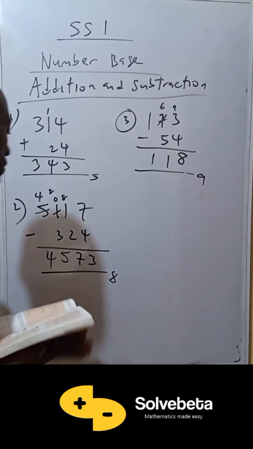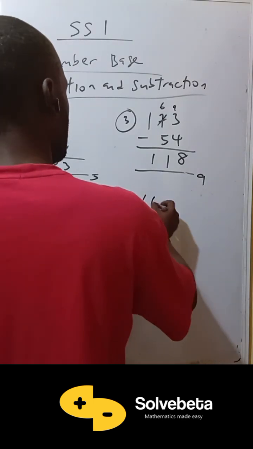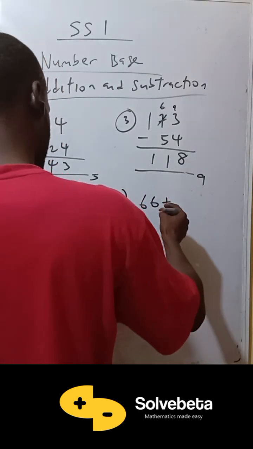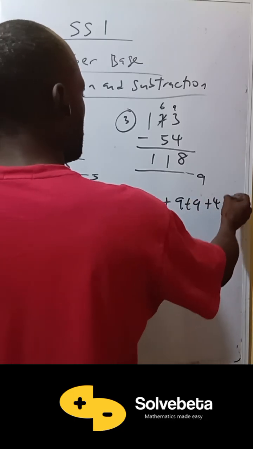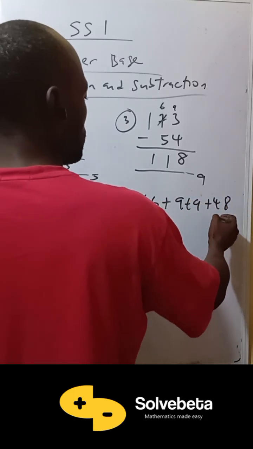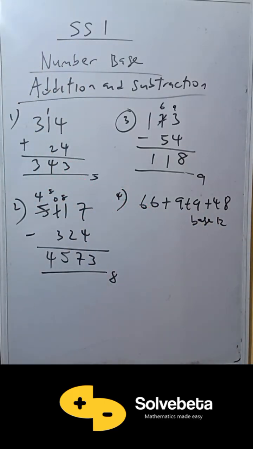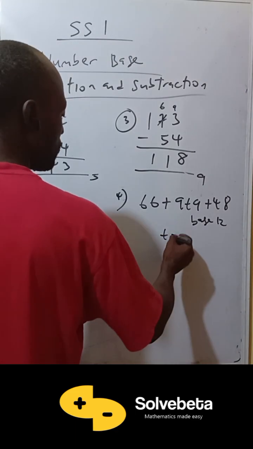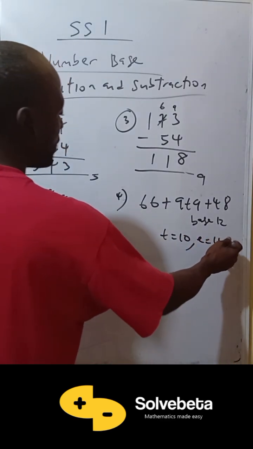So we have looked at addition and subtraction. Okay, let's take this. 66. This will be the last one. 66 plus 99 plus 48 in base 12. Base 12. Don't forget, I told you that T means what? 10. E means what? 11. Initially, I said T is 10 in base 12. And I told you why it is written as T. E is what? 11. Have that at the back of your mind.